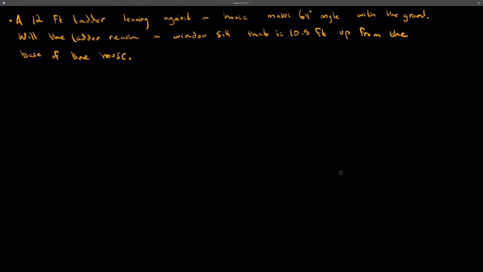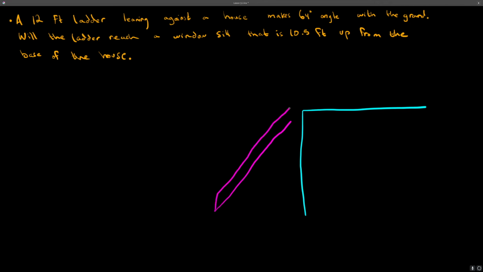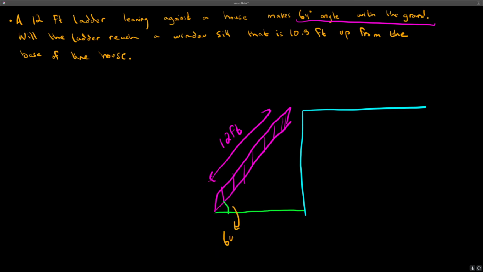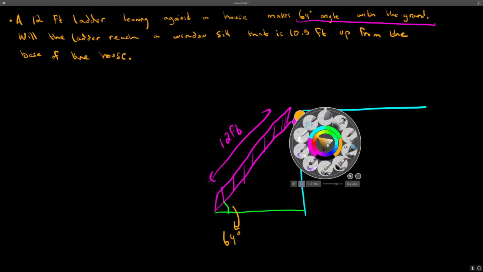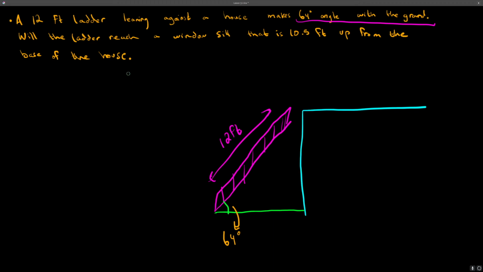That's your answer. For the final question, we have a 12 feet ladder which is leaning against a house. So we have this house here. Then we have a ladder which is leaning against it. We'll draw it in pink. And it is 12 feet. And it makes a 64-degree angle with the ground. Angle right here, 64 degrees. Sorry.